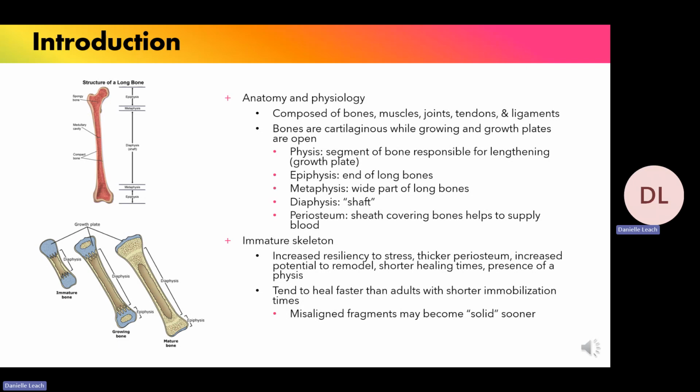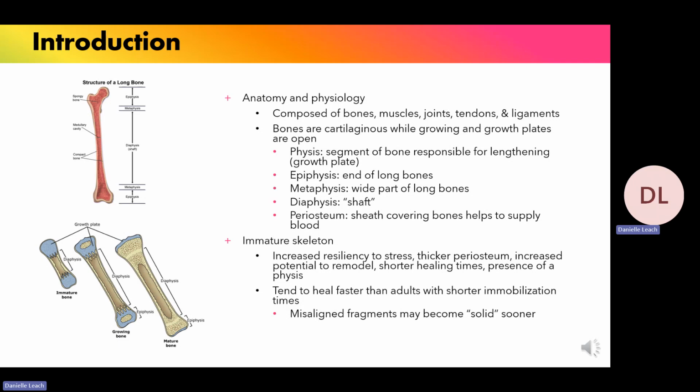So different parts of the bones that we need to know. The physis is the segment of bone that's responsible for lengthening. It's also called the growth plate. The epiphysis is the very end of the long bones. So if you're looking at the diagrams on your slide, you can see where it's pointing to the very end of the bone. The metaphysis is the wide part of long bones, so the part right next to the epiphysis. The diaphysis is the shaft or the long part of the bone, and the periosteum is the sheath that's covering the bones, and it helps to supply blood and nutrients to the bones.